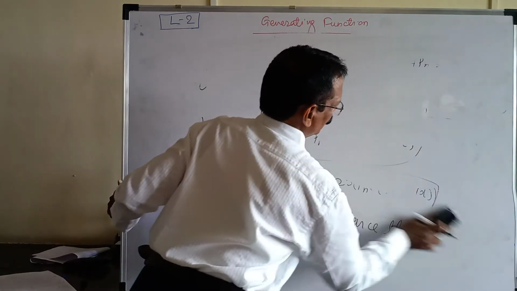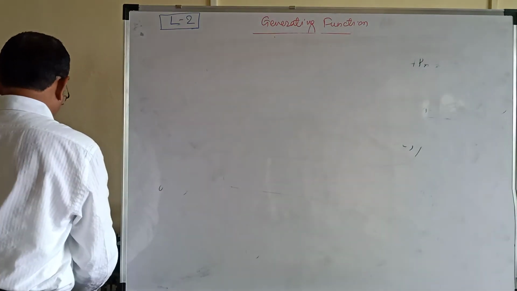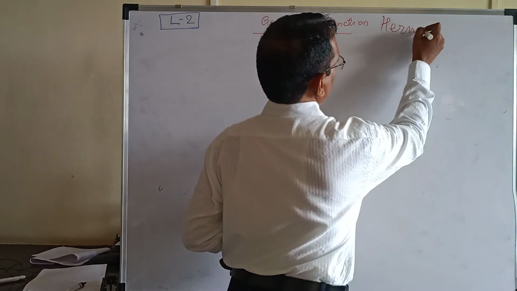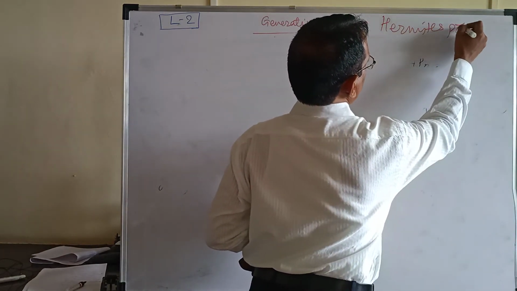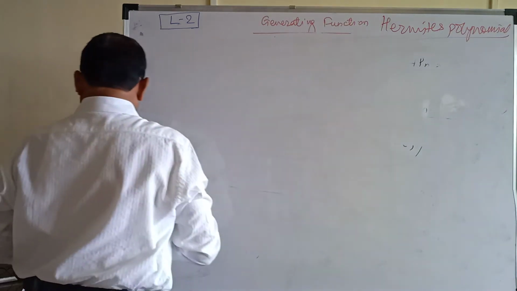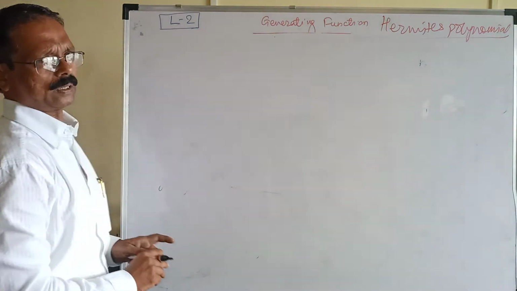Today we have to introduce the generating equation for Hermite's polynomial. So here this is another generating equation, for Hermite's polynomial. Just we have to introduce it here. What is the generating equation for Hermite's polynomial?